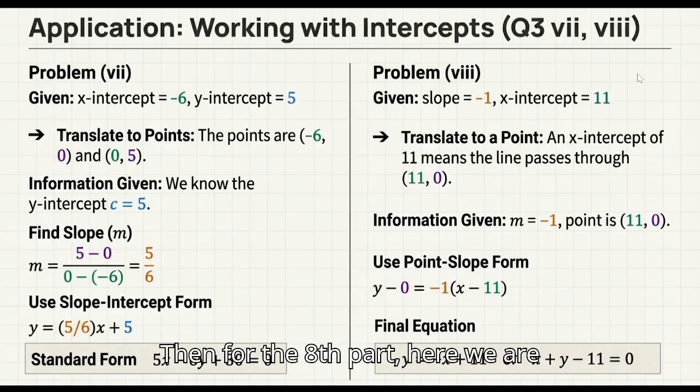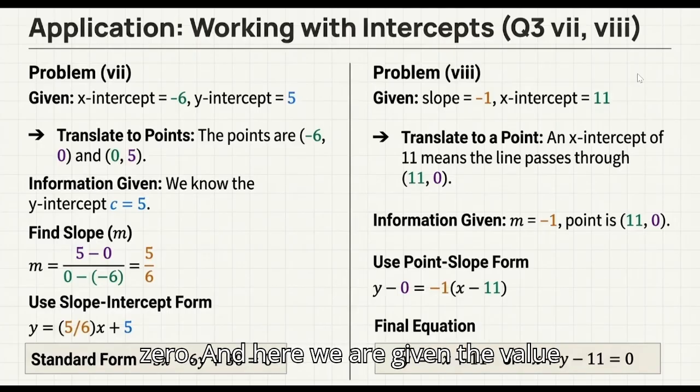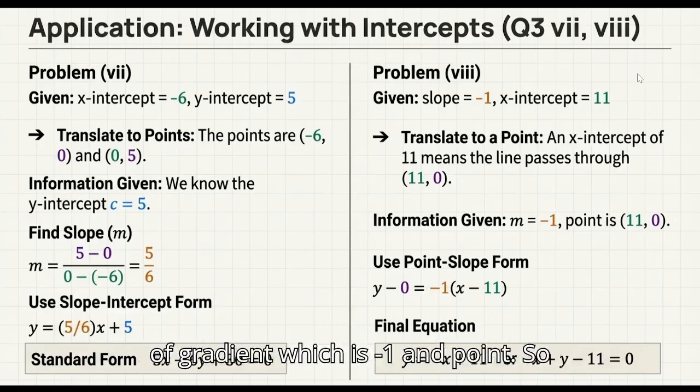Then for the eighth part, here we are given the slope as -1 and our x-intercept is 11. An x-intercept of 11 means that our point will be (11, 0). And here we are given the value of gradient, which is -1, and a point.